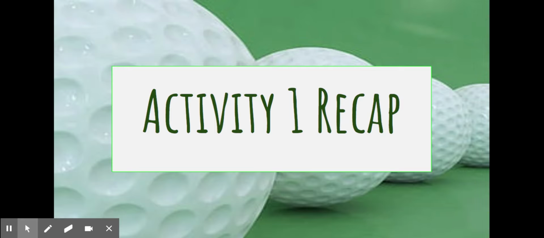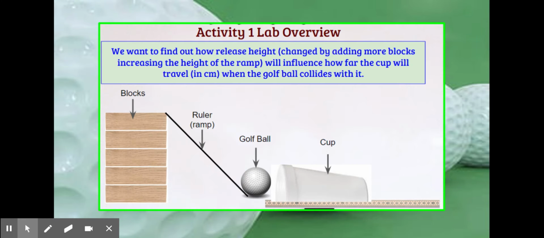Let's review all the information we learned in Activity 1. In the Activity 1 lab, we had a ramp, and that ramp was connected to wooden blocks, and we could change the height of that ramp by adding more blocks. We rolled a golf ball down that ramp, and we wanted to know how far that cup would move once the golf ball hit it if we were changing the height of our ramp. So we wanted to find out how the release height would influence how far that cup traveled.